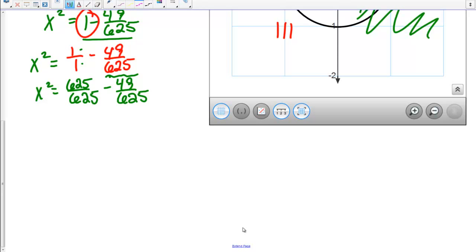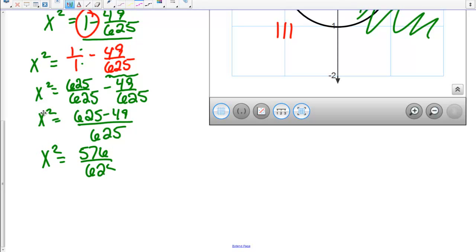So we have a common denominator, so now we can combine these. 625 minus 49 over 625. 625 minus 49 will give us 576 over 625. And now we need to solve x squared equals 576 over 625. So we're going to take the square root of both sides.